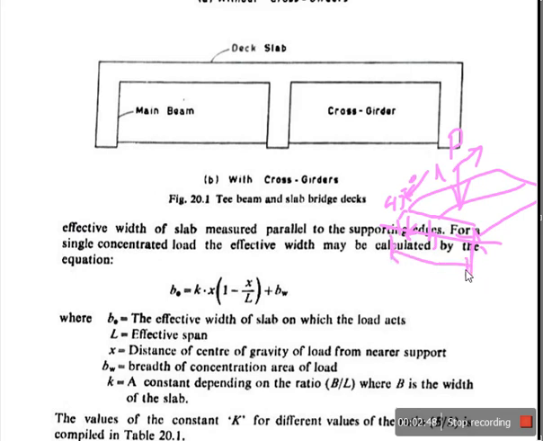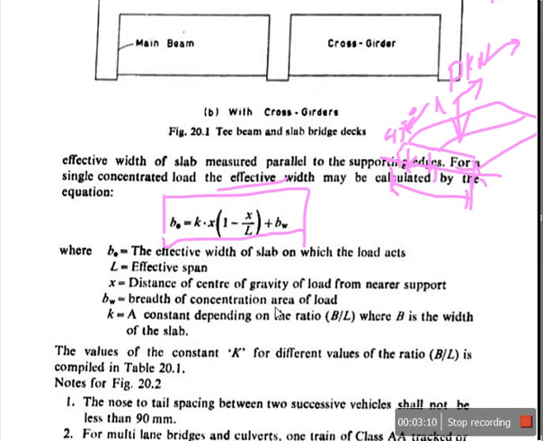This concentrated load of P kilonewton should be converted into an area load in units of kilonewton per square meter. The area by which you divide the concentrated load is calculated based on the effective width calculation, and in the code IRC 6 it is clearly given how to calculate the effective width of the slab. When we do a problem, we will go through it.